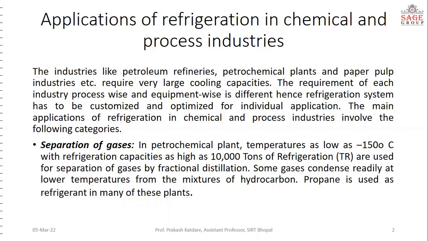In petrochemical plant, the temperature as low as minus 150 degrees centigrade with a refrigeration capacity as high as 10,000 ton are used for separation of gases by fractional distillation. Some gases condense readily at lower temperature from the mixture of hydrocarbon. Propane is used as a refrigerant in many of these plants.